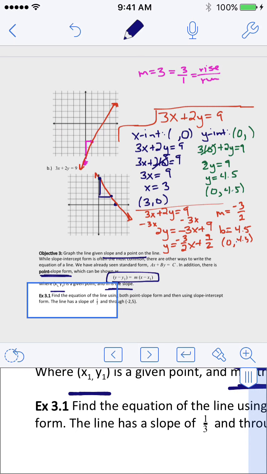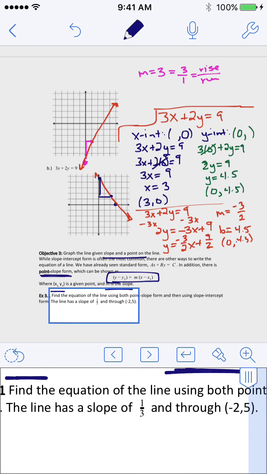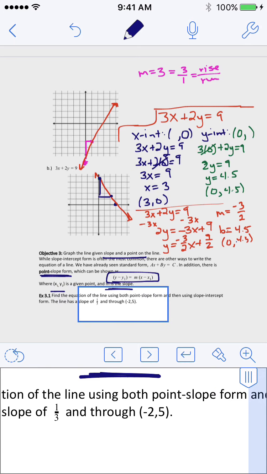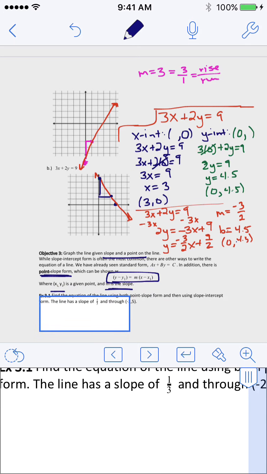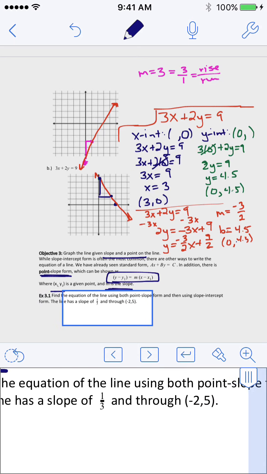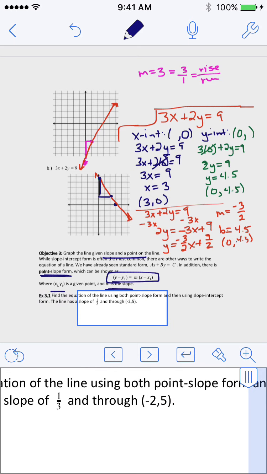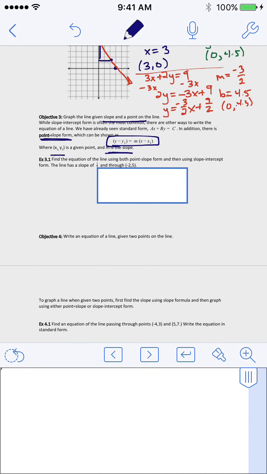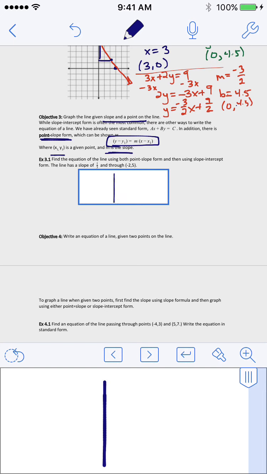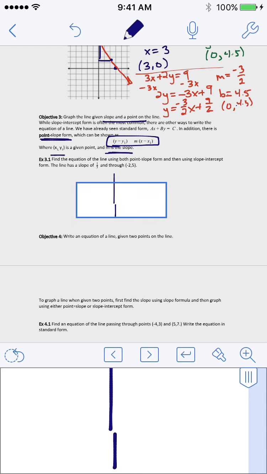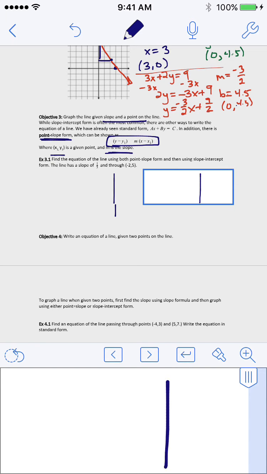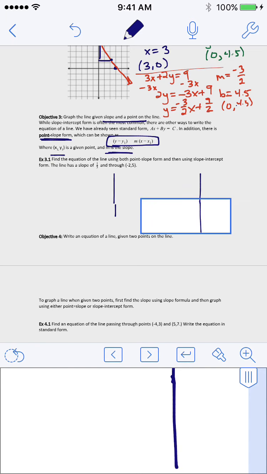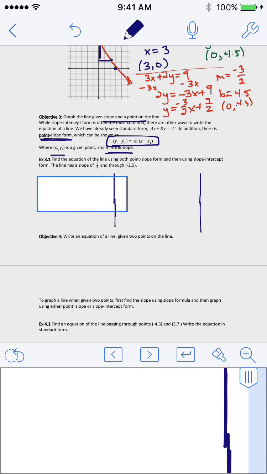Let's take a look at example 3.1 so that we can actually see how this works. Okay, good. Find the equation of the line using both point slope form and using the slope intercept form. The line has a slope of 1/3 and goes through -2, 5. Alright, now they've asked us to do this 2 ways, so let's go ahead and divide the page. I'm actually going to divide the page into thirds, because there's one other thing I want to do. So just make sure you give yourself some room over here as well. But not much. I'm not going to take much.